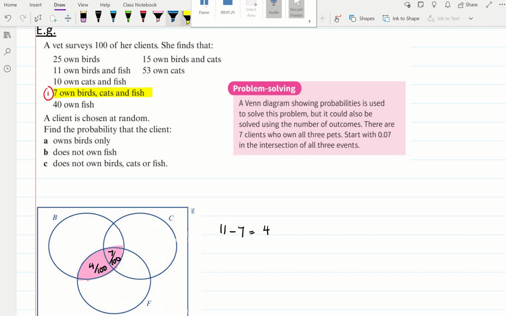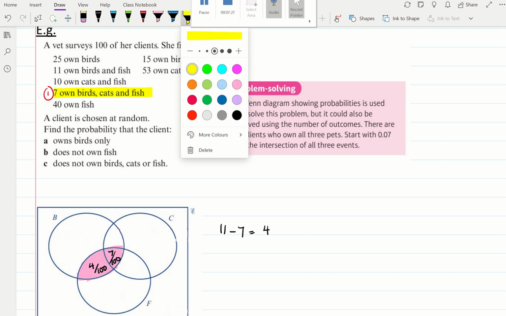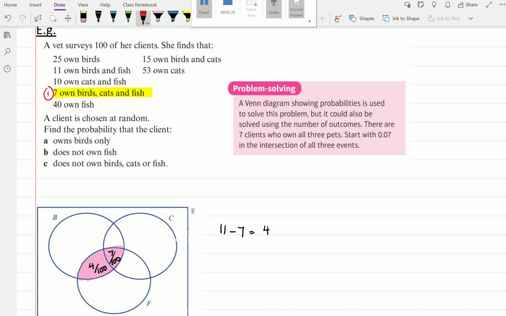So I've done this one first, birds and fish. Then 10 own cats and fish. Well, cats and fish is this one, and I already have 7. 10 minus 7 is 3. So this is 3 out of 100. So I've done this one. I'll number them just so I know that I've done everything.